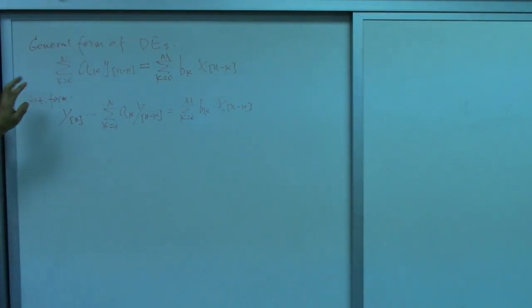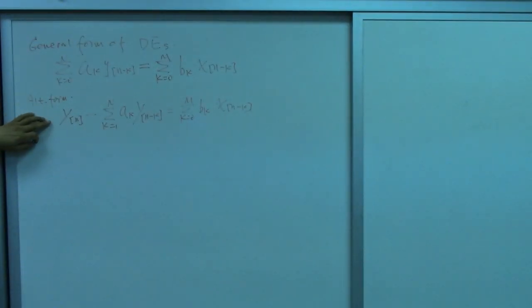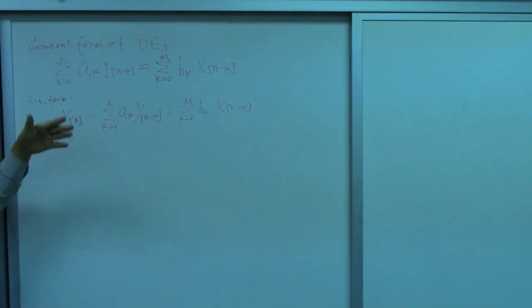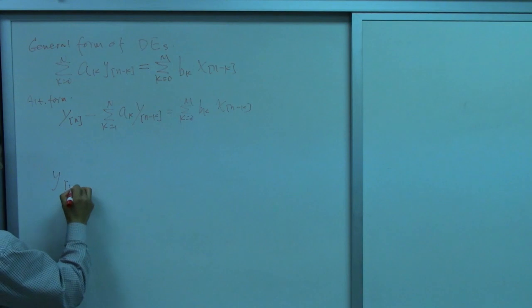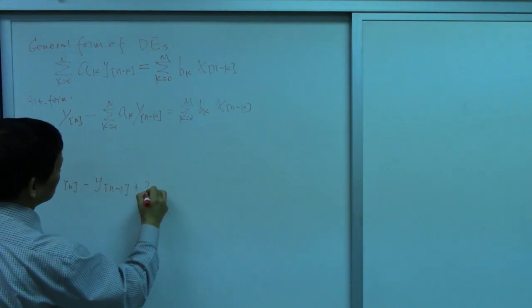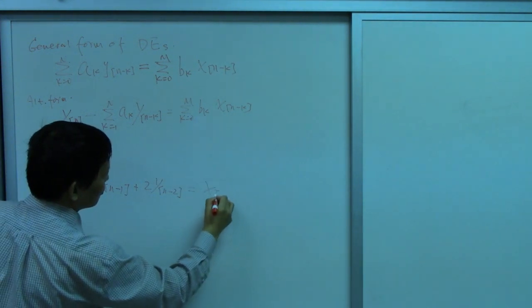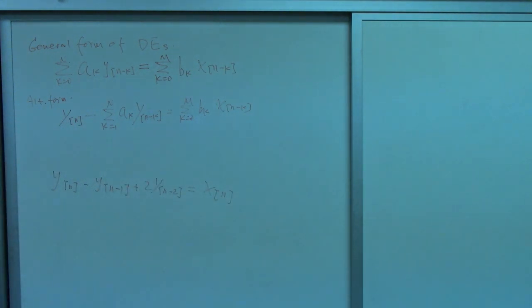Does that make sense? So we need to memorize this one. The a0 is always equal to 1. For the other terms, we use a negative sign. For example, yn minus yn minus 1 plus 2 yn minus 2 equals xn, like this. Okay, this is already good enough, right? So the coefficient equals 1. What is a1?